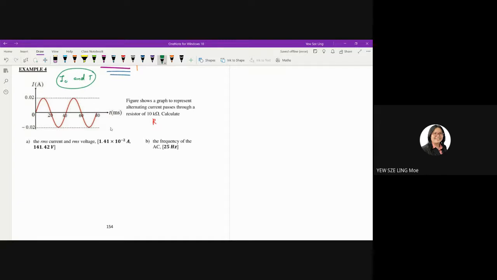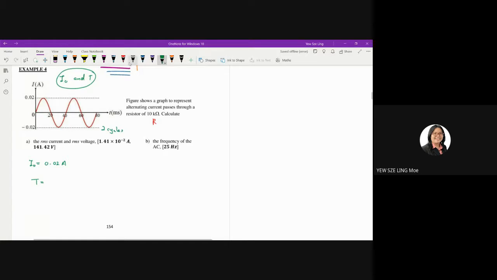Alright, so basically you're just doing a reverse process. By looking at the graph given, the first piece of information that we can get is I naught equals 0.02 ampere, the peak current. The second piece of information that we can get is the period. But what is the value of the period? If you look at the graph, don't fall into the trap. 80 is not the period. You have two cycles right here.